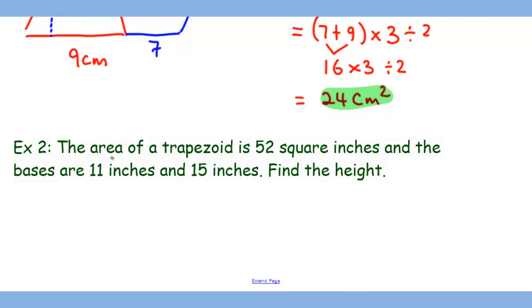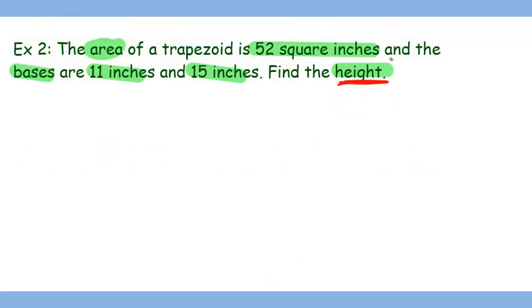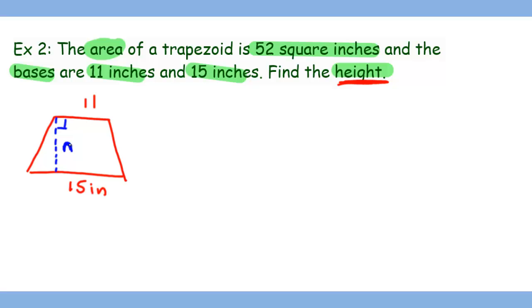The question says that the area of a trapezoid is 52 square inches and the two bases are 11 inches and 15 inches. So in this question, we are finding the height, which is a little different from what was given above. So let's put the information down first. We know that the bases are the two parallel lines, of which one will be 15 inches and the other will be 11 inches. Connecting them together will make a trapezoid, and I would drop the line down from one base to the other to form a right angle. So I know this is the height, and because I don't know what that number is, I'm going to use the variable n to represent the unknown.